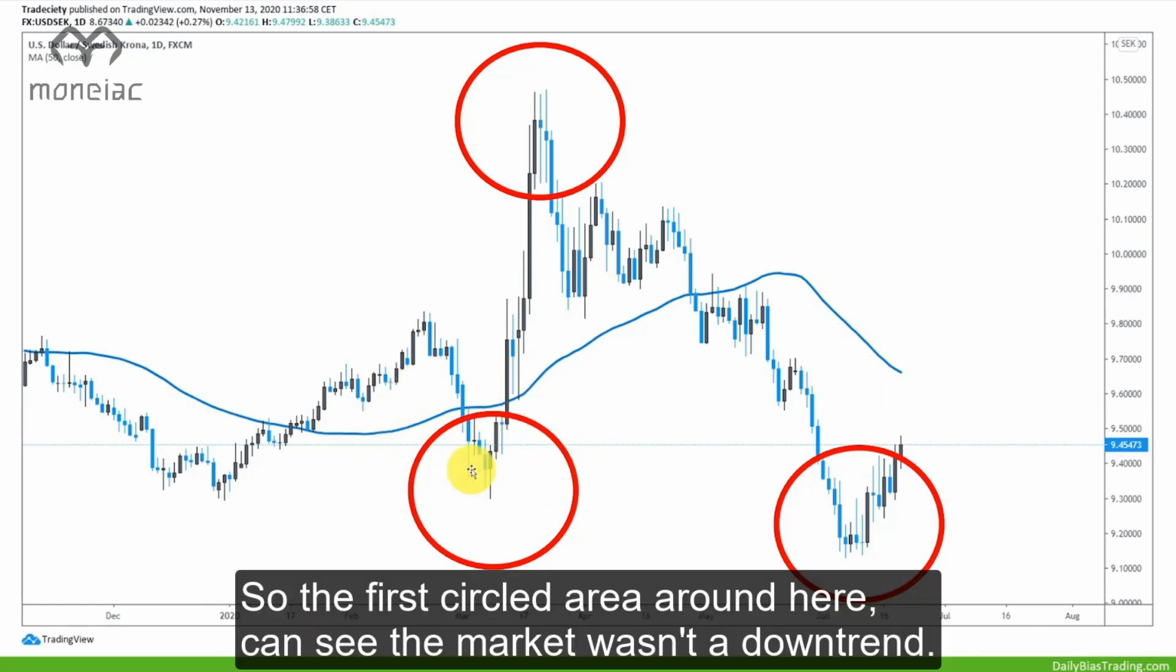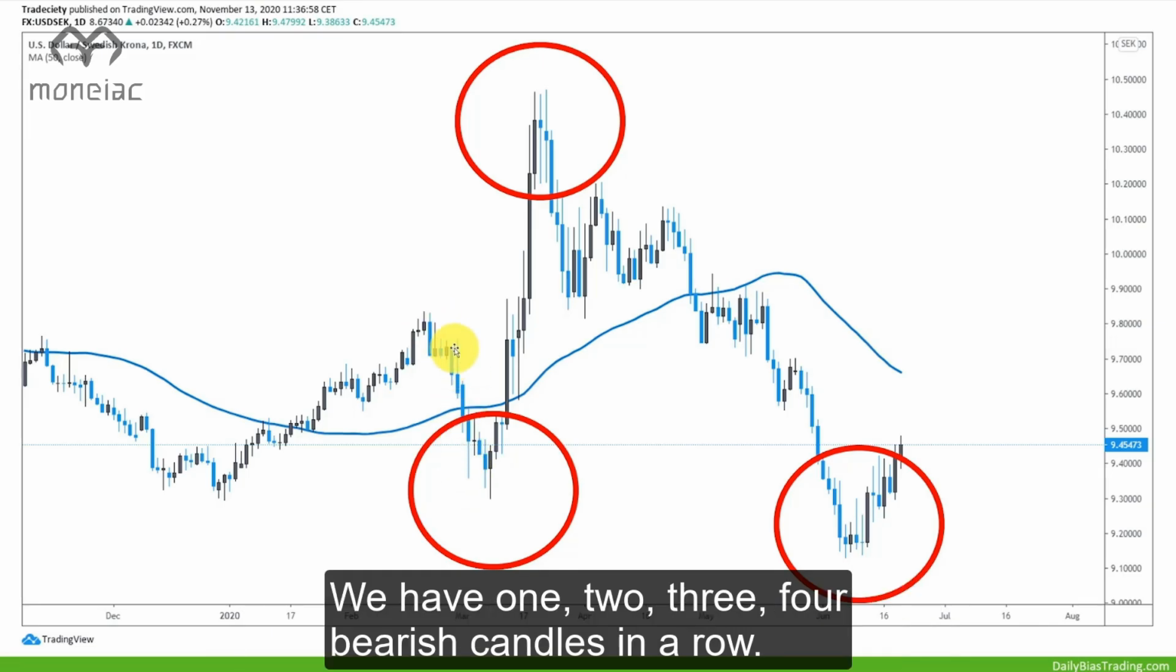So the first circled area around here, you can see the market was in a downtrend. We have 1, 2, 3, 4 bearish candles in a row.